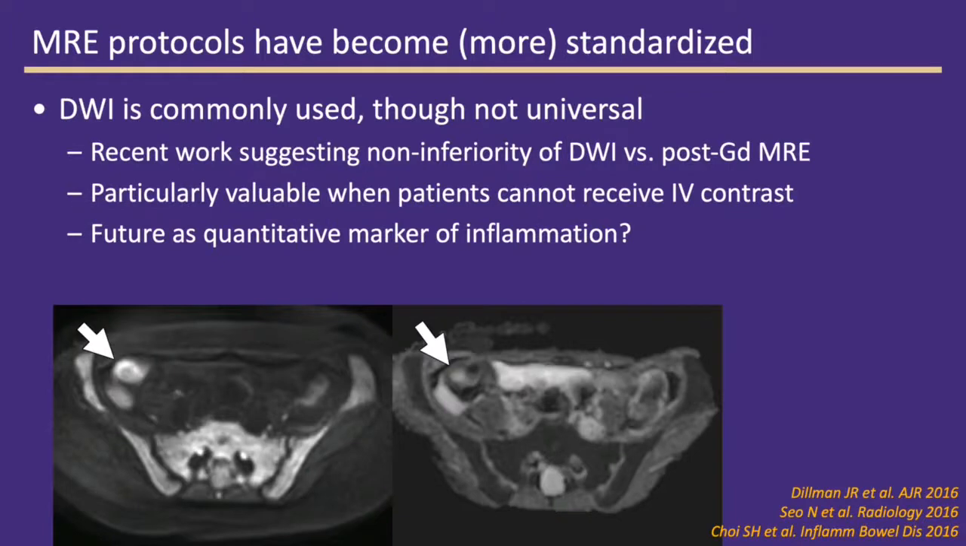There is recent work showing that it is non-inferior to a post-contrast MR enterography. And so this, I think, is particularly valuable if you have a patient who can't get gadolinium. You can use the diffusion sequence as a surrogate for the bowel wall enhancement pattern. And there is potential that this in the future could be used as a quantitative marker of inflammation.